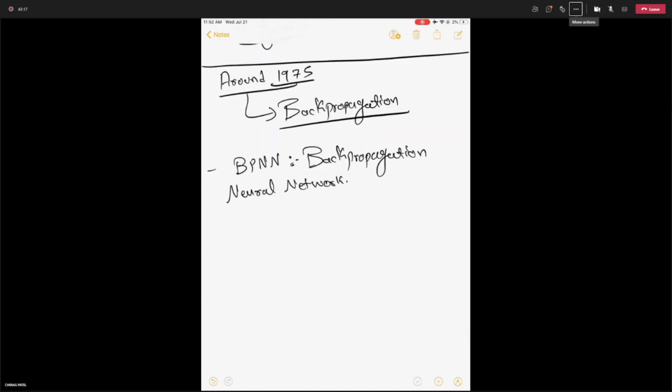Right? So what do you mean by this word? What is the English meaning of backpropagation? Just tell me what you mean by backpropagation. Leave aside neural network. Then we will understand exactly what we mean by backpropagation.